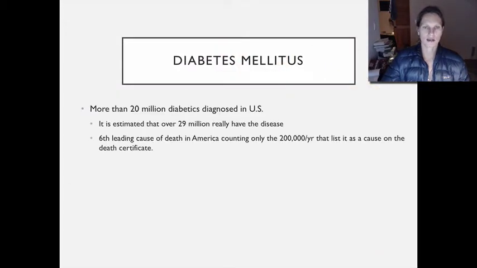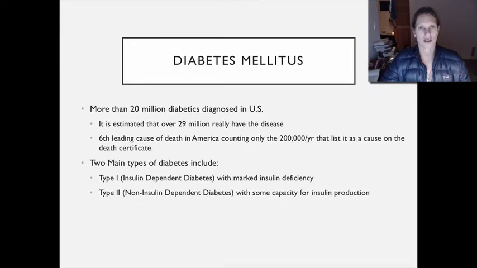So let's talk about some numbers really quick. So diabetes mellitus, as of pretty recent data, we know that there's more than 20 million diagnosed diabetics in the United States. There are probably a lot more than that running around. 29 million really have the disease. It's the 6th leading cause of death, counting only the 200,000 per year that list it as a cause of death. You have to keep in mind that this increases your risk of all cardiovascular diseases. So many people that die of cardiovascular disease, heart attack, strokes, etc., heart failure, really have diabetes, but they're not going to list that on the death certificate. So it's really hard to kind of tease out that number.